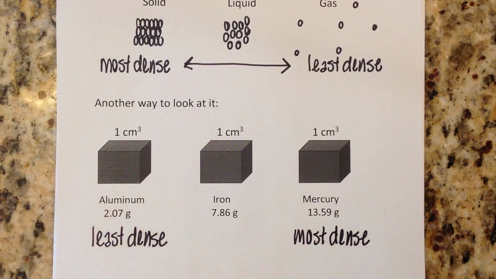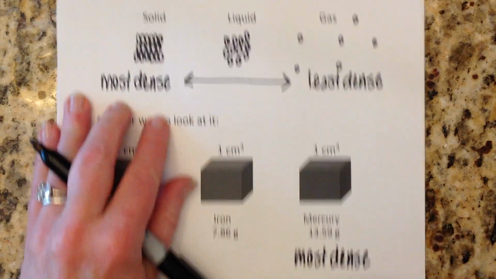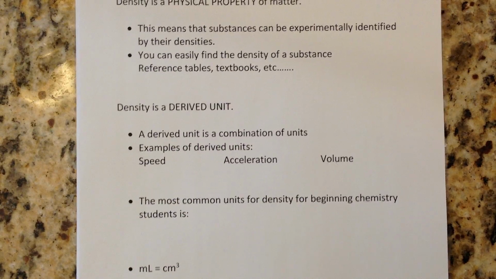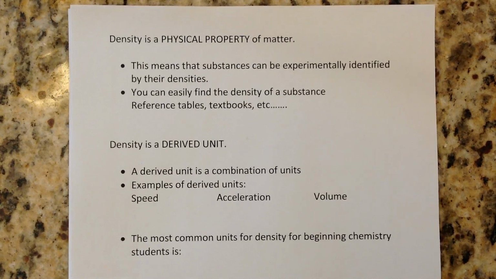Now, a cool thing about density, and something that's actually very helpful, is the fact that density is a physical property of matter. And that means that if you experimentally find the density of a substance, you could probably compare that to any number of reference materials, and you could figure out what that substance is.